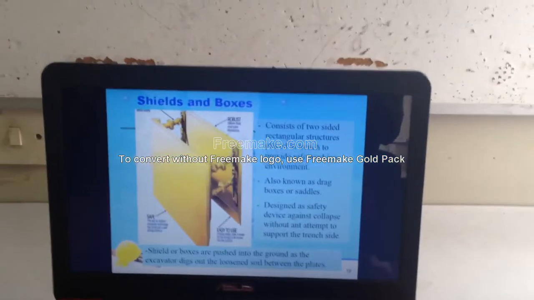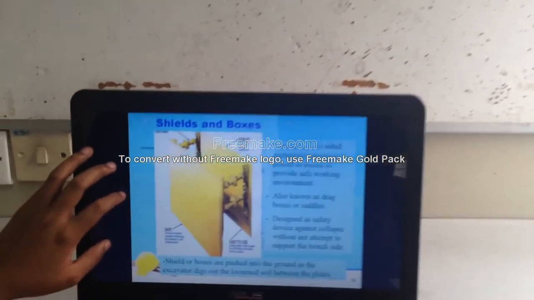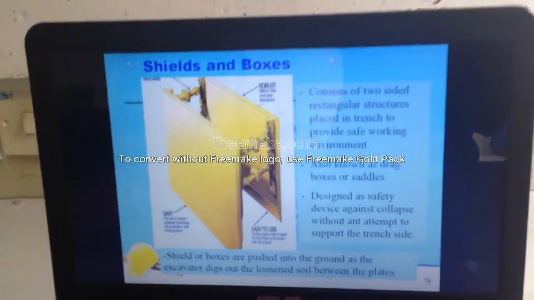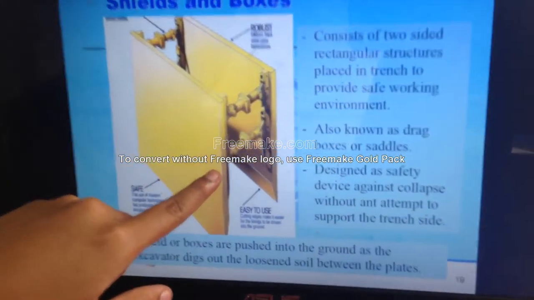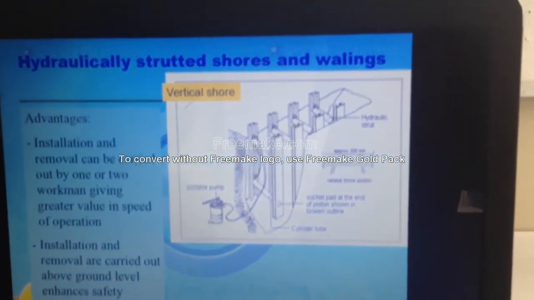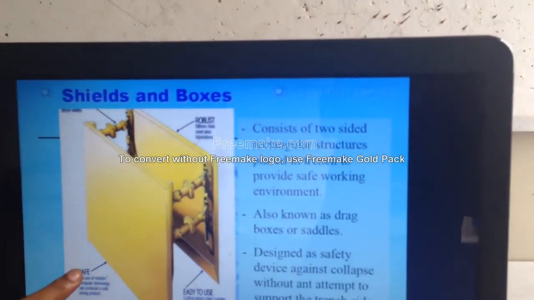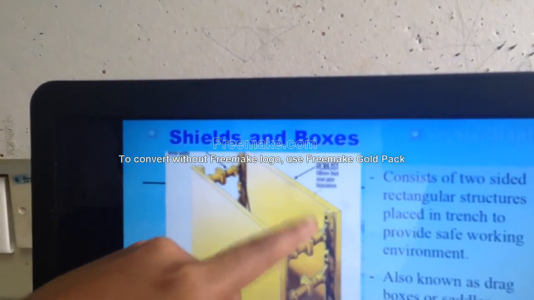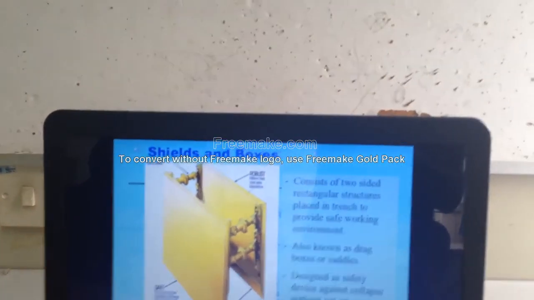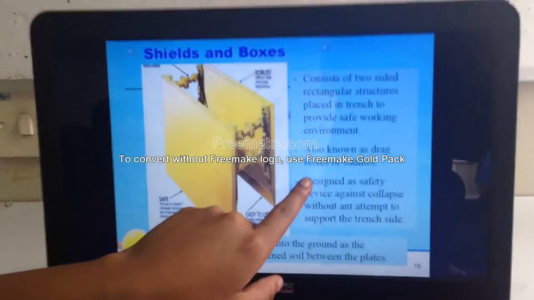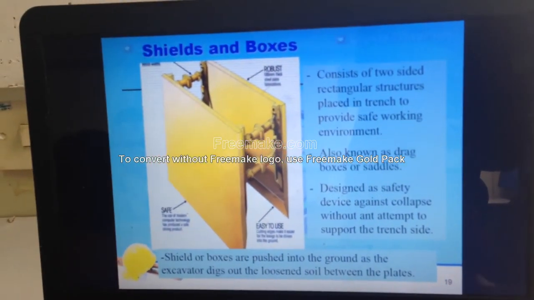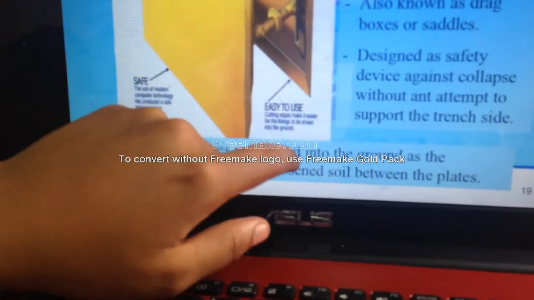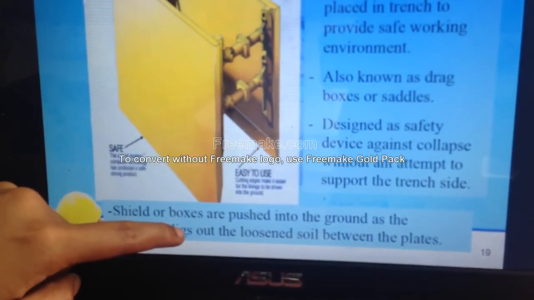Okay. And then there are shields and boxes. Shields and boxes consist of two sets of rectangular structures placed in a trench to provide a safe working environment. And we can see that it's more modern than the other three, the hydraulically strutted shoring and walling. It's safe to use, easy to use, and robust. It has a thick plate to cover the ground, and is also known as drag boxes and saddle. Designed as a safety device against collapse without an attempt to support the trench sides. Shields or boxes are pushed into the ground and an excavator digs out the loose soil between the plates.